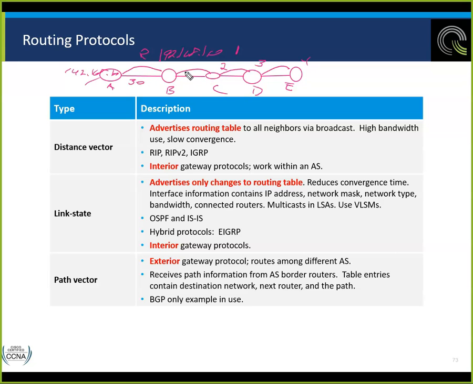30 seconds later, 60 seconds, it gets sent to C. 90 seconds later, we get to D. 120 seconds, 2 minutes later, we finally get down to the end of the line. So when we talk about high bandwidth, slow convergence, that's what we mean.